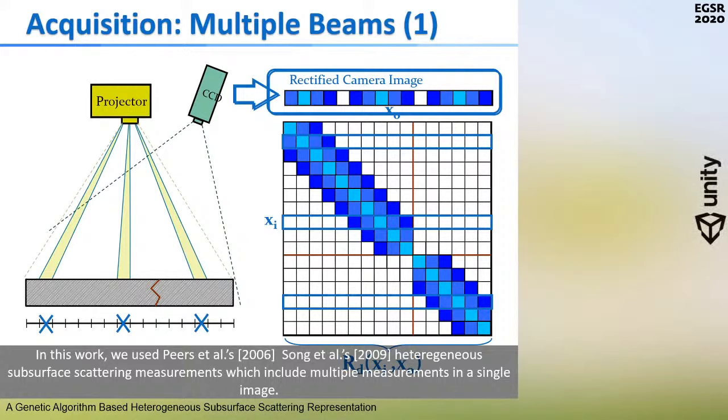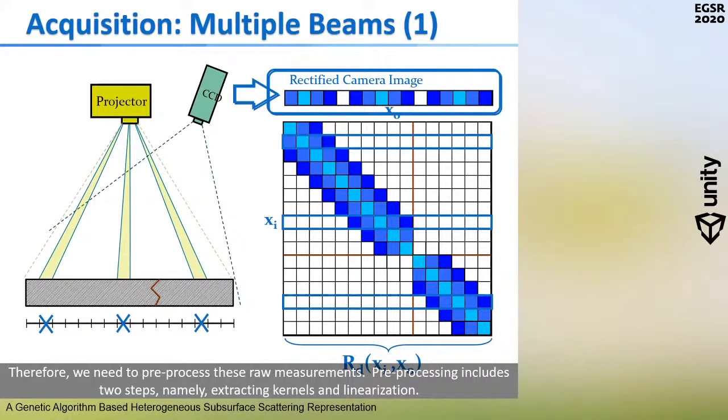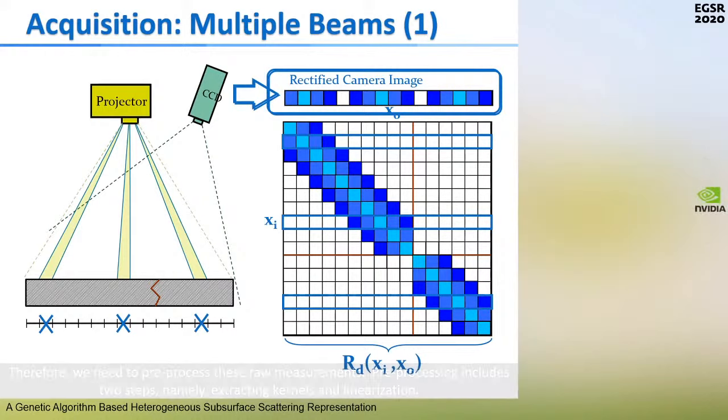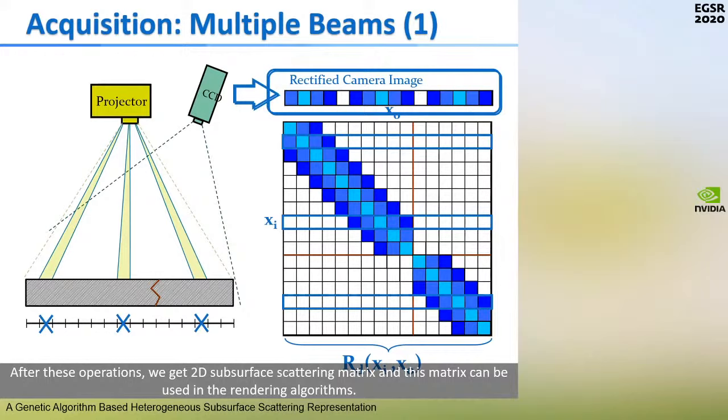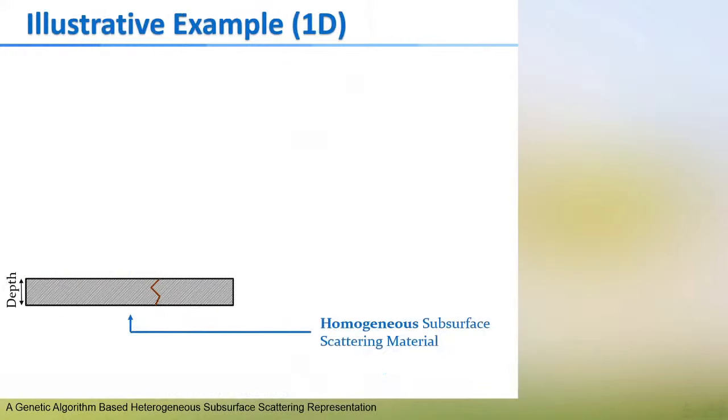In this work, we use Pierce et al.'s and Song et al.'s heterogeneous subsurface scattering measurements, which include multiple measurements in a single image. Therefore, we need to preprocess these raw measurements. Preprocessing includes two steps, namely extracting kernels and linearization. After these operations, we get a two-dimensional subsurface scattering matrix, and this matrix can be used in the rendering algorithms.